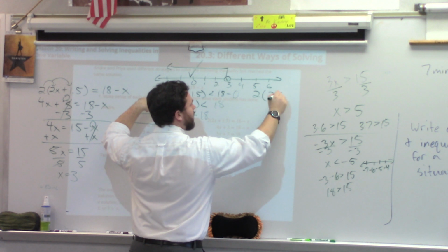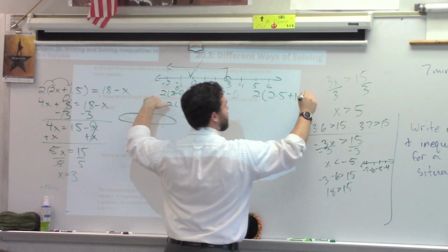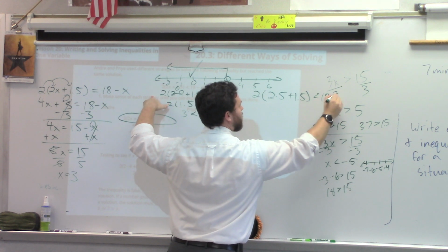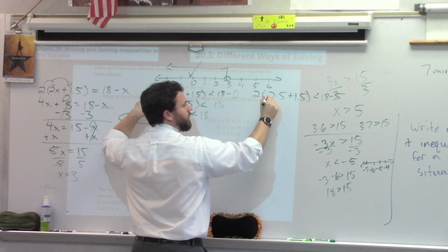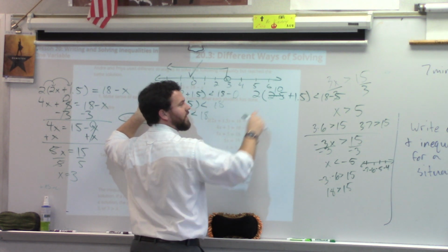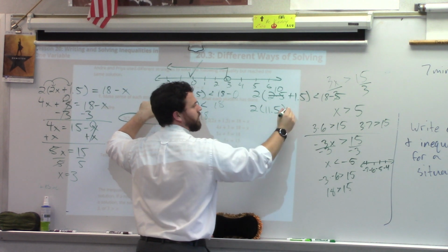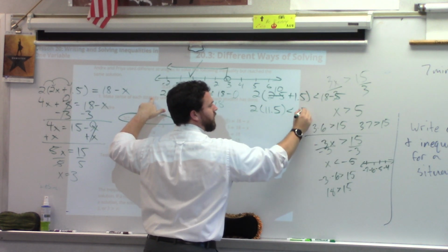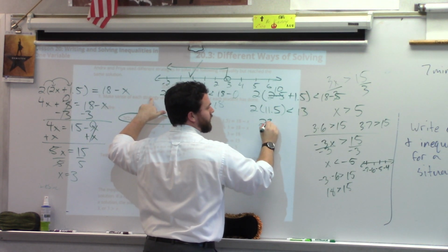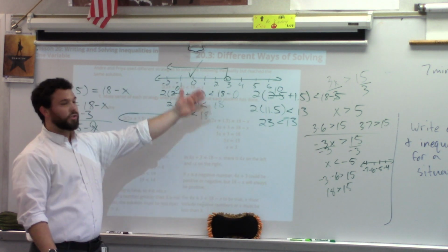Let's check it, because if we're going to claim that they're not solutions, we need to check. So I'm testing 5. 2 times 5 is 10, 10 plus 1.5 is 11.5, and then 18 minus 5 is 13. Is 11.5 less than 13? No. So we're supposed to shade to the right? No.